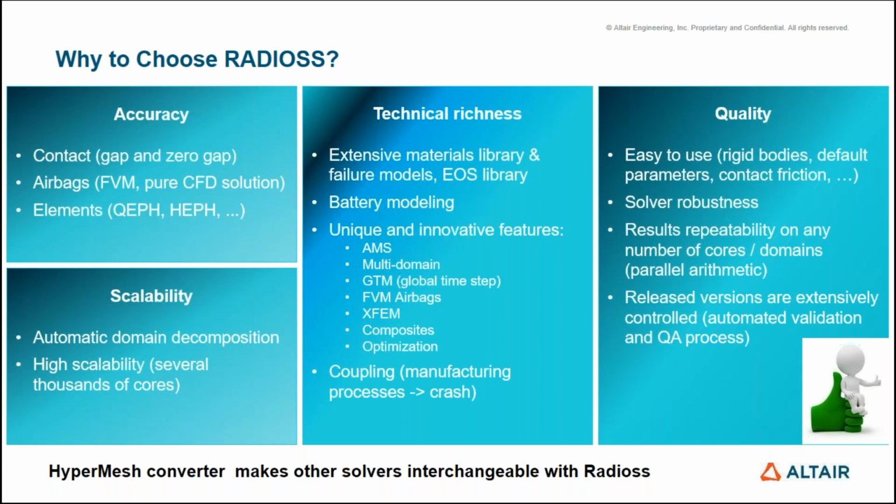Where you want to reduce the weight of your structure, we have algorithms like topology, topography, size and shape, so you can use them and reduce the weight of your structure without compromising the design constraints or design parameters. So optimization is enabled. And the quality, of course, is solver robustness, where you are getting repeatable results.